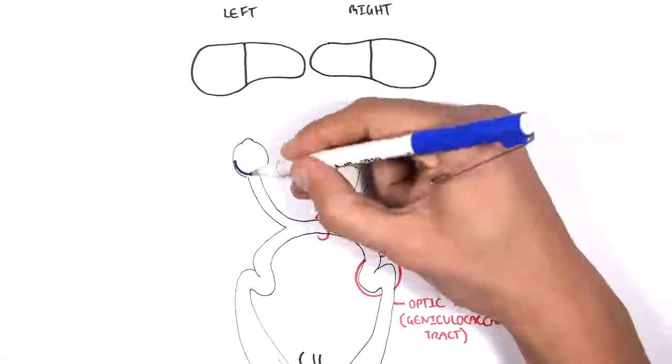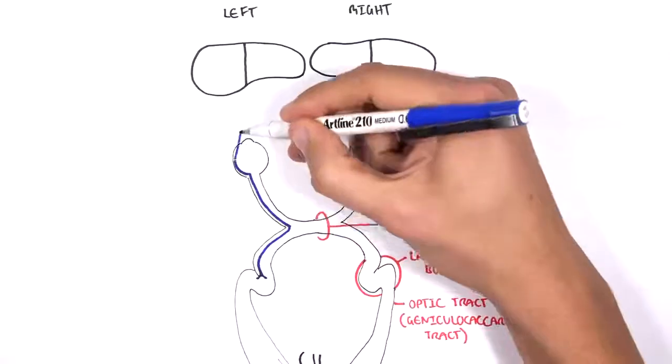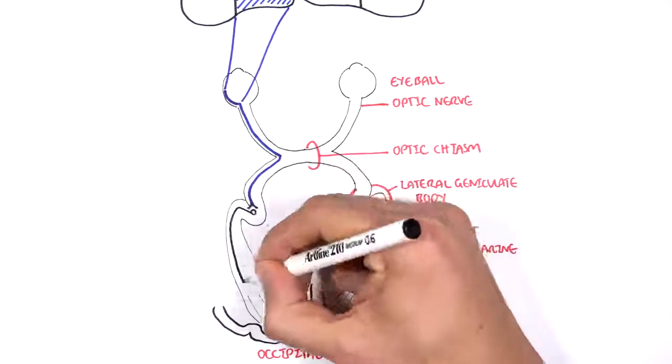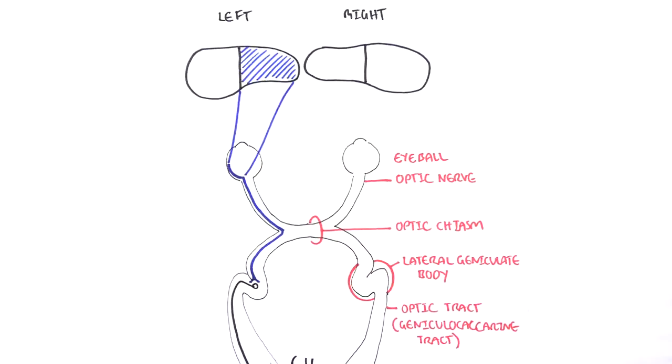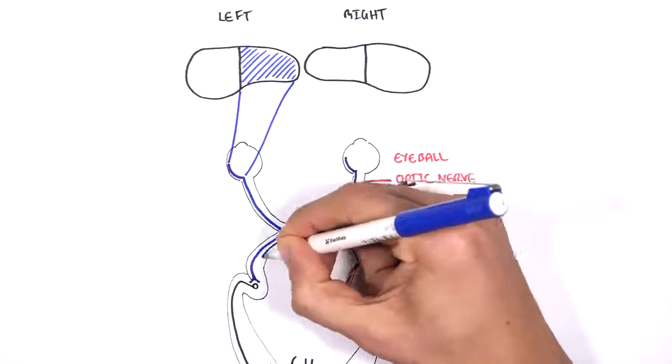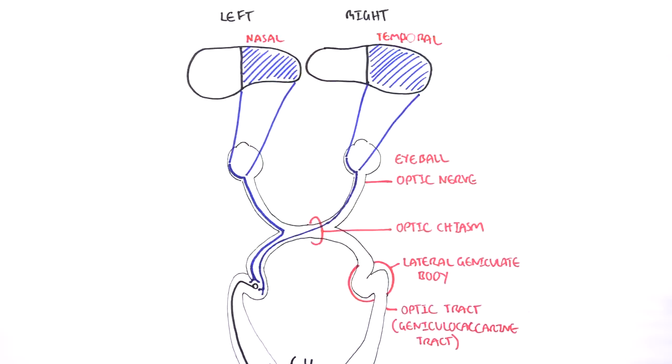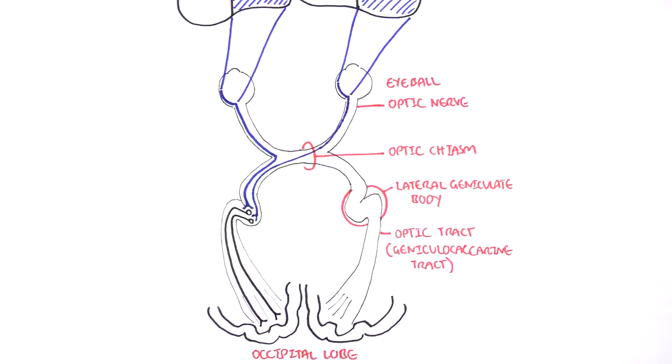So the blue nerve on the left side here will pick up the left nasal field and will carry this visual information to the lateral geniculate body, where it will synapse with another nerve. And this other nerve will then carry this information to the occipital lobe. The blue nerve on the right eyeball here will capture images from the right temporal field and will carry this information down the optic nerve and will cross over at the optic chiasm and synapse with the neurons of the left lateral geniculate body. The nerves will then carry the information to the occipital lobe.